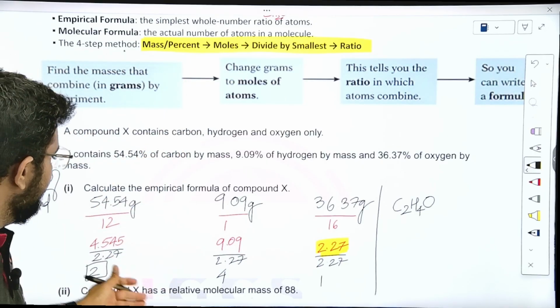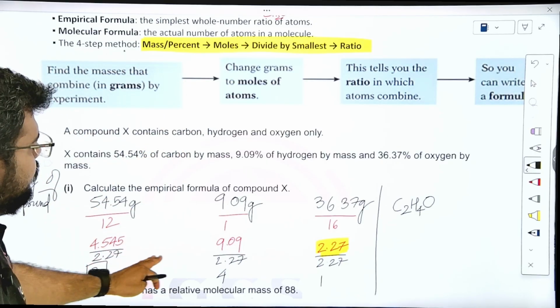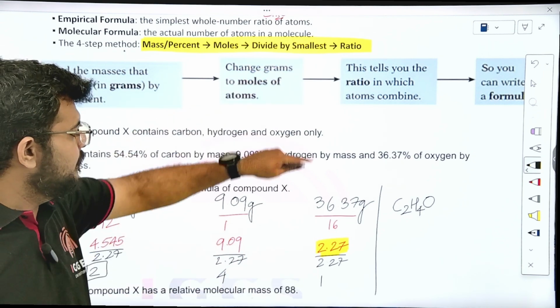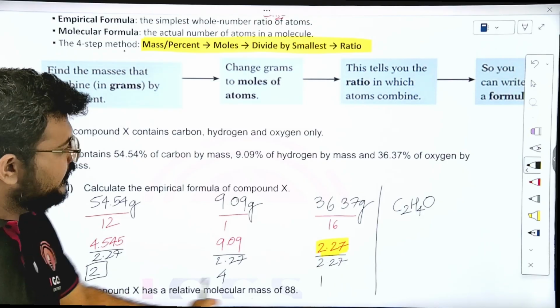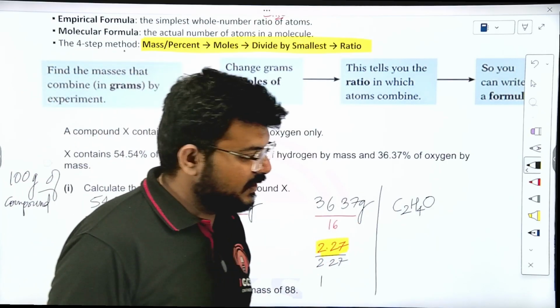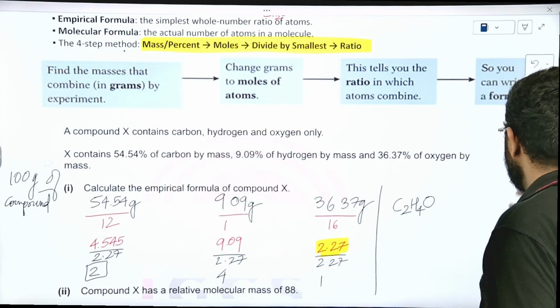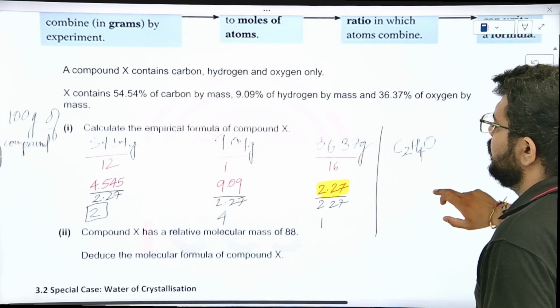Then we converted it to moles. So we have 4.545, 9.09 and 2.27 as the number of moles. We divide by the smallest, right? And then we establish the ratio, right? I hope this method is clear to you. Now, let's see what's next.